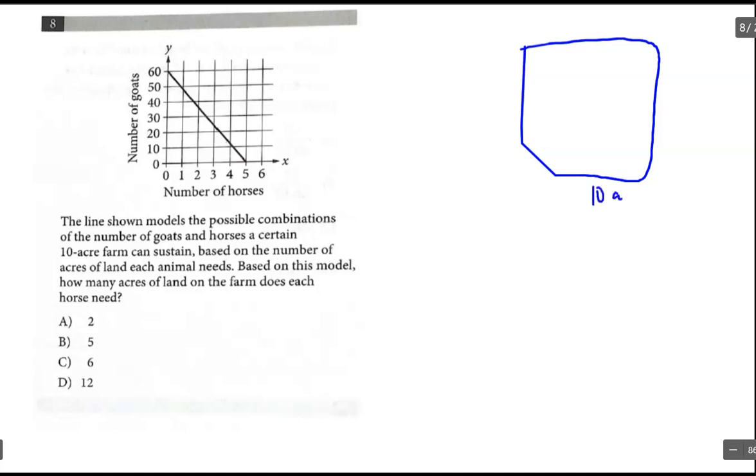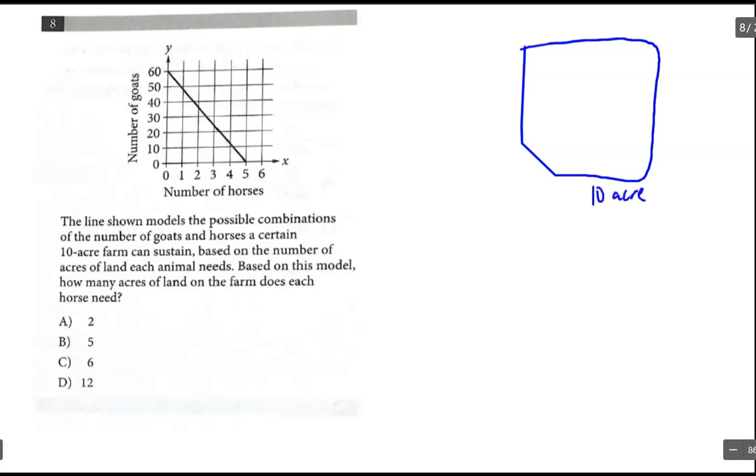All right, number 8, I have a graph here. We've got number of goats on the y-axis, number of horses on the x. The line shown models the possible combinations of the number of goats and horses on a 10-acre farm. Based on the number of acres of land each animal needs, based on this model, how many acres of land does each horse need? All right, so this problem's kind of worded weird, but let's just think of it. So we have a 10-acre farm. I'm just going to draw this out. All right, so this is a 10-acre farm.